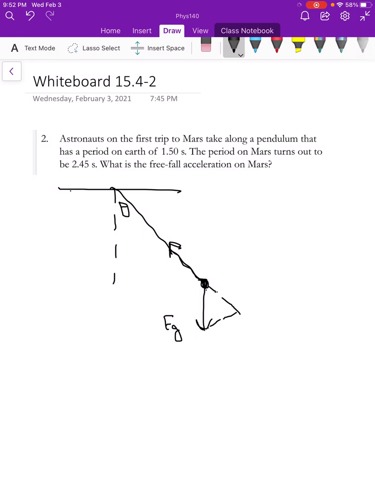Something like that, where this is my theta, same theta, because this theta here is between the vertical and the line, the string for my pendulum, and this theta down here is between the force of gravity and the extension of the string. And so this component right here is going to be Fg in the r direction, and this component is going to be Fg in the tangential direction.